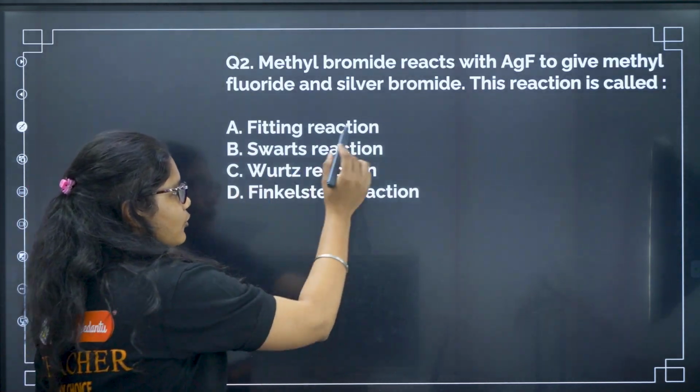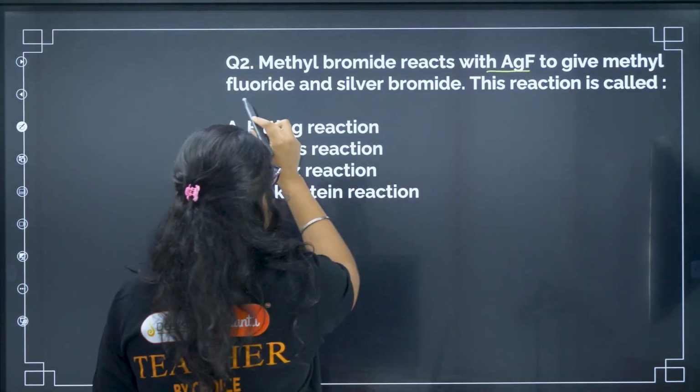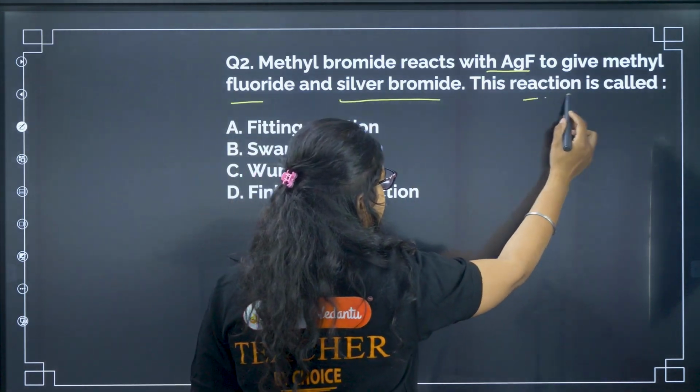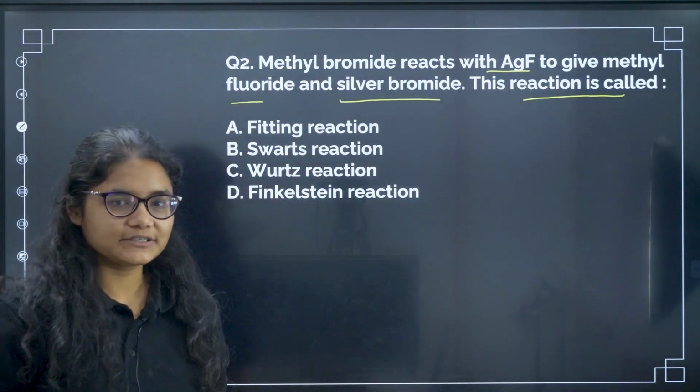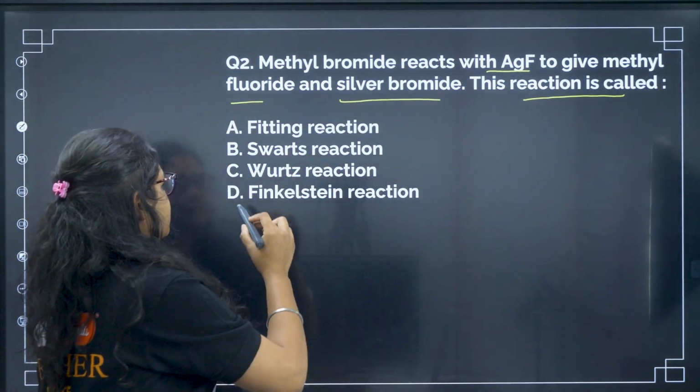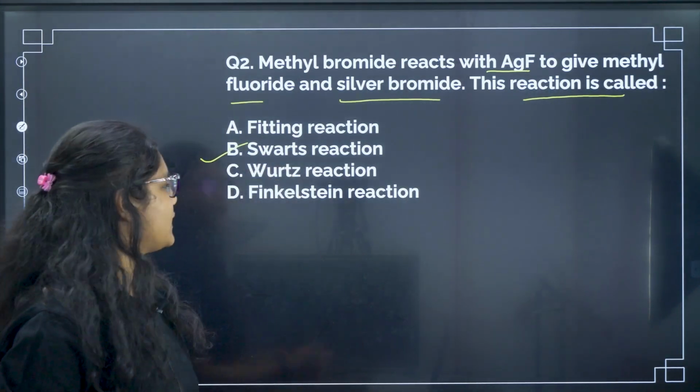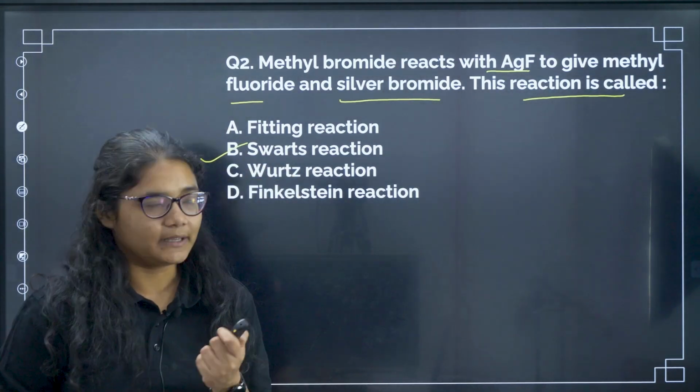Next. Methyl bromide reacts with AgF to give methyl fluoride and silver bromide. This reaction is called as. So this is a name reaction from your haloalkanes chapter. So that is your Swarts reaction, right? So the correct answer for this question is option number B.